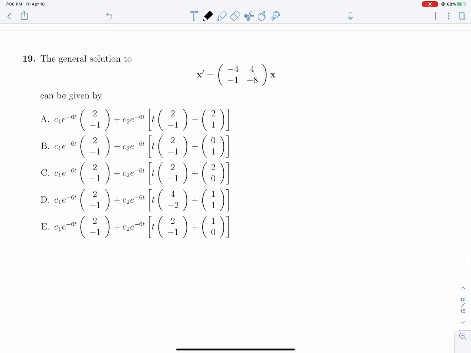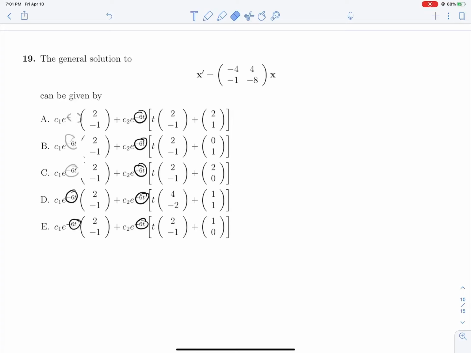19, we're finding the general solution to this thing right here, and we should already be expecting to find multiple eigenvalues, or in this case, a single eigenvalue with a multiplicity of 2. And you could save some time if you really wanted to on these kinds of questions, and notice that they're using a -6 in all, literally all of their exponents.